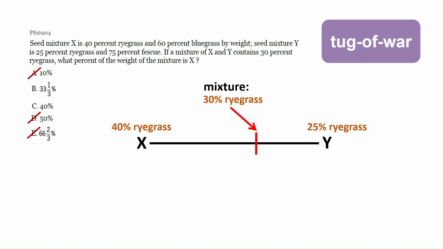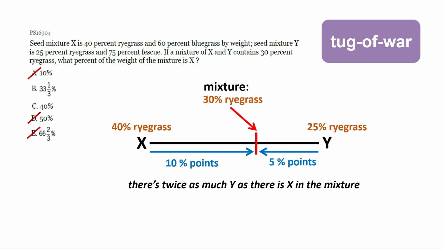Now let's be precise about the numbers. Y has pulled the mixture 10 percentage points away from X. X is losing, but even so, X has managed to pull the mixture 5 percentage points away from Y. If I were to score this competition, then X would get 5 points and Y would get 10. This means that Y is doing twice as well as X, and that there's twice as much Y in the mixture as there is X. This means that 1/3 of the mixture is X, and the correct answer is B.